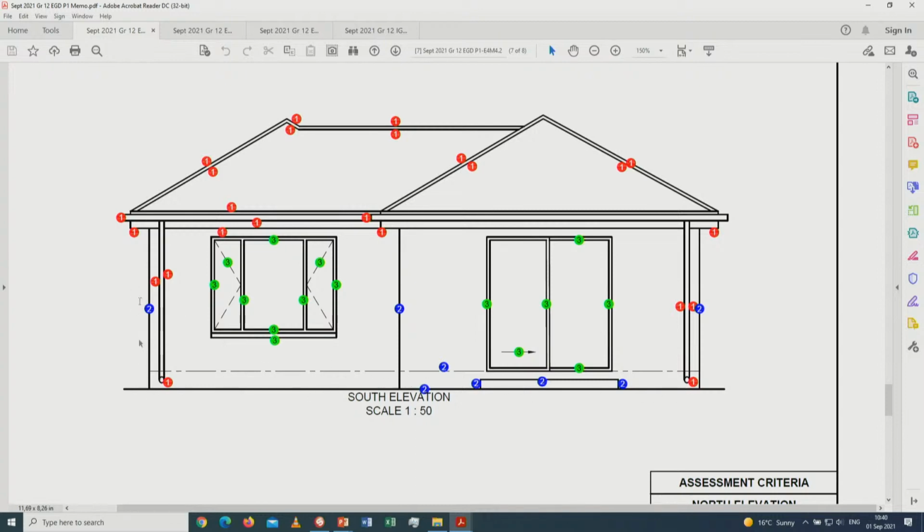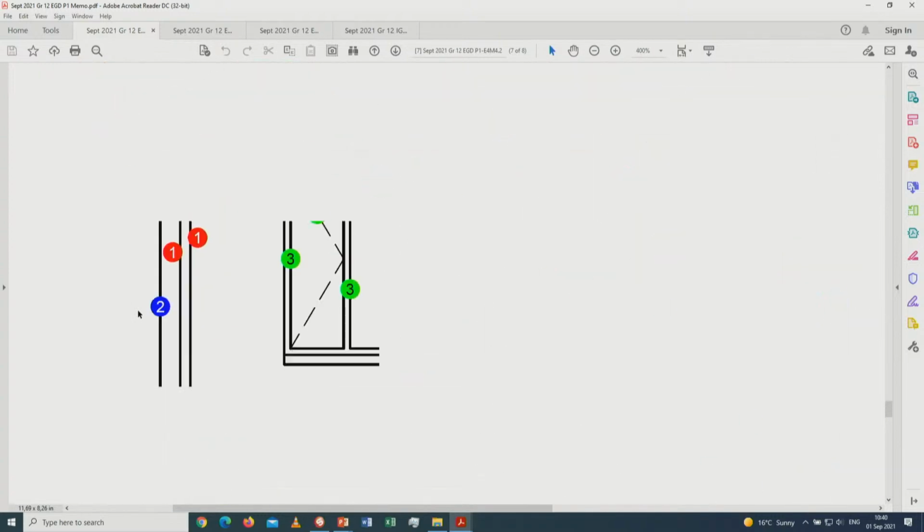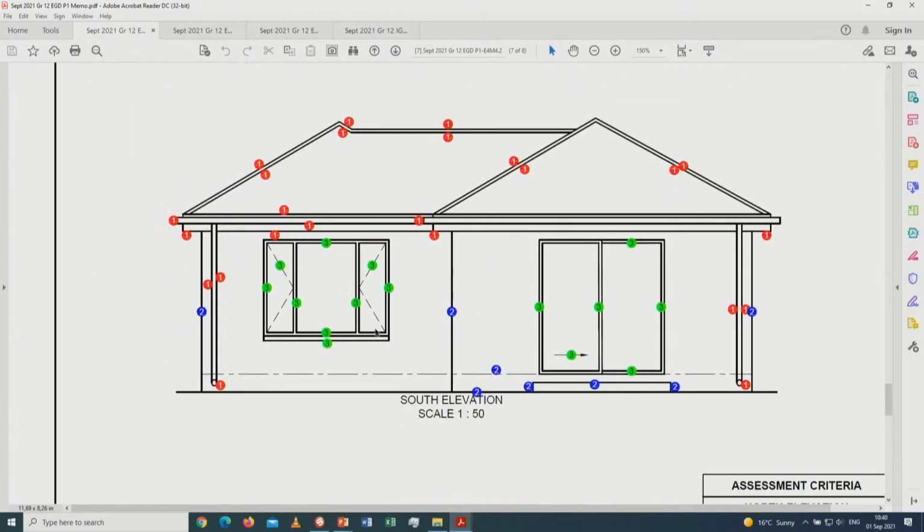Then over here, the vertical line that you see is for the wall. Then you also have the step on the side, you've got the natural ground level, and then of course you've got your floor level, which is that one, the final or finished floor level. All right, that is for the walls.